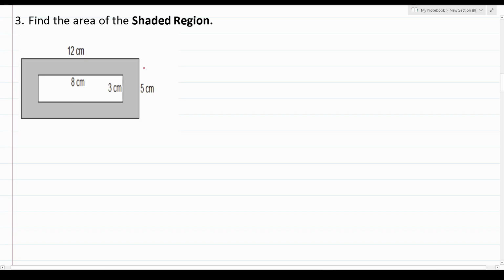And in this case, we have a big rectangle, and inside the big rectangle, we have a small rectangle. So to find the area of the shaded region in this case, it's going to be area of the big rectangle minus the area of the small rectangle. Well, how do you find the area of rectangles? That's always length times width. So this becomes length times width of the big rectangle minus length times width of the small rectangle.